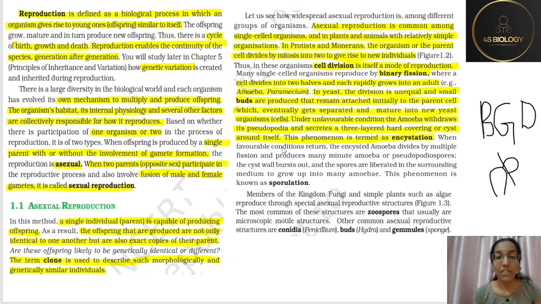In favorable conditions, when the favorable conditions come back, the encysted amoeba divides by multiple fission and produces many minute amoeba or pseudopodiospores, where the cyst wall bursts out and the spores are liberated in the surrounding medium to grow up into many amoeba. So next, what happens when the favorable conditions return? Encystation, that is, the cyst, has already formed. Now that cyst breaks and spores are produced from the amoeba. It spreads into the surrounding medium through which again amoebas grow from that medium. Okay, so this phenomenon is called sporulation.